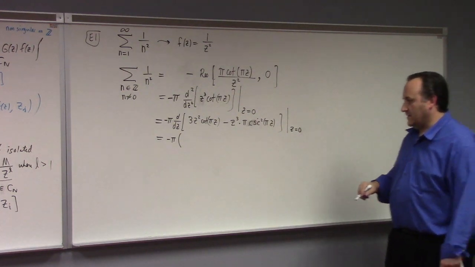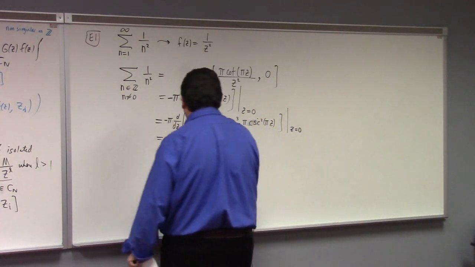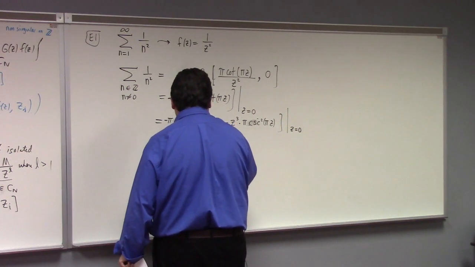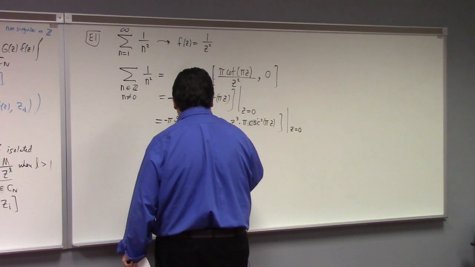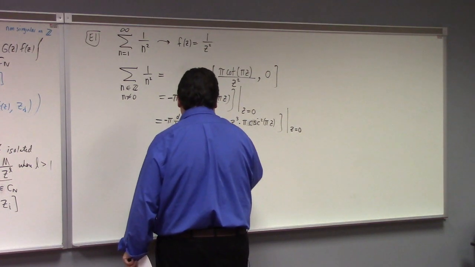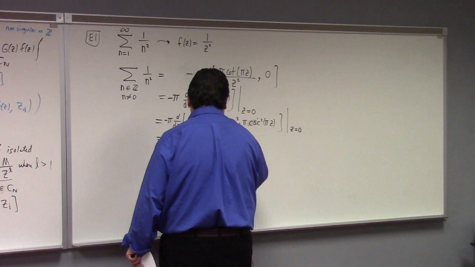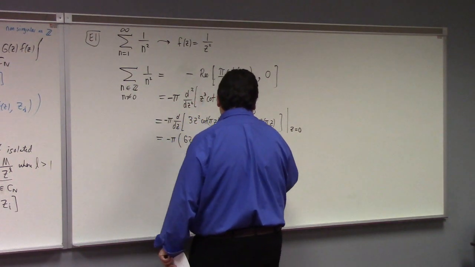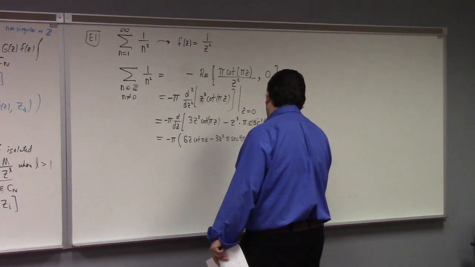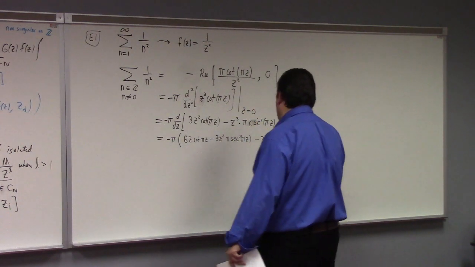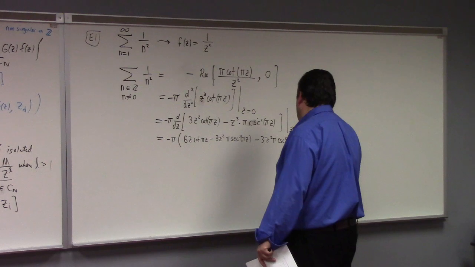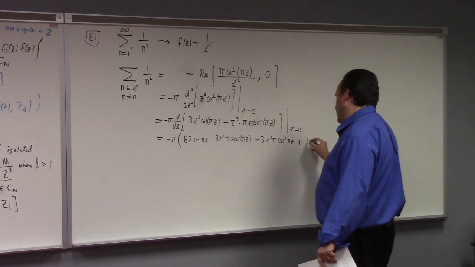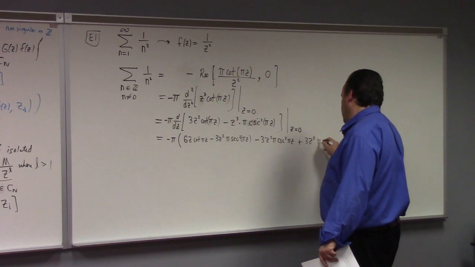So differentiating another time, I get 6z cotangent pi z minus 3z squared pi secant squared pi z minus 3z squared pi cosecant squared pi z plus 3z squared pi squared.